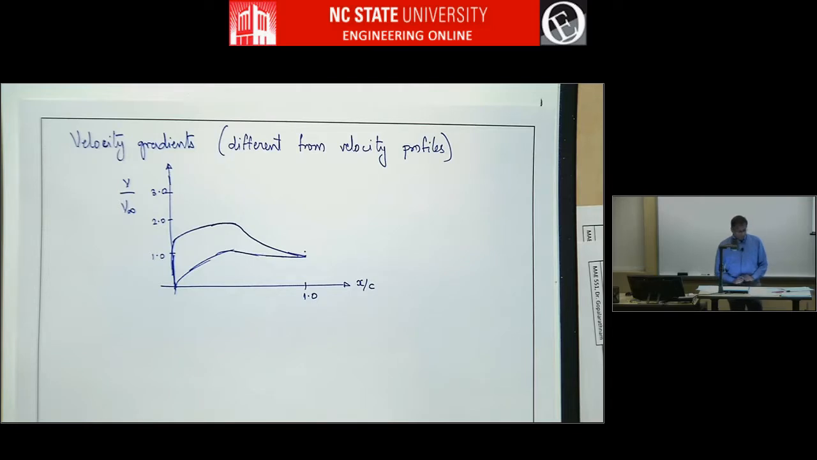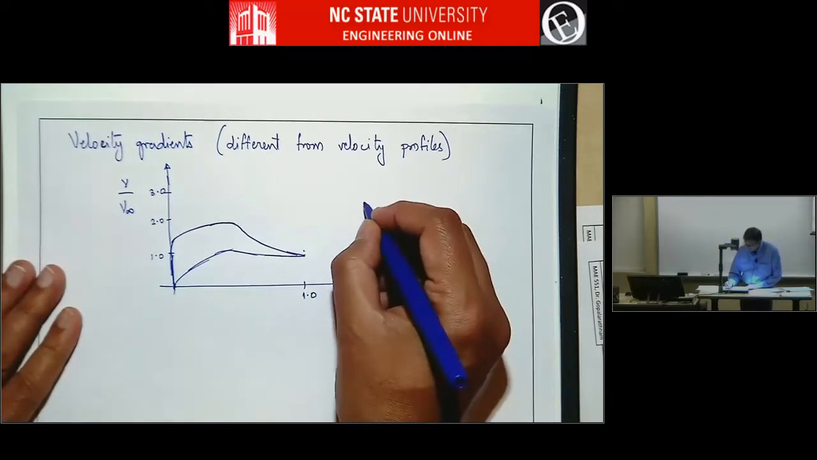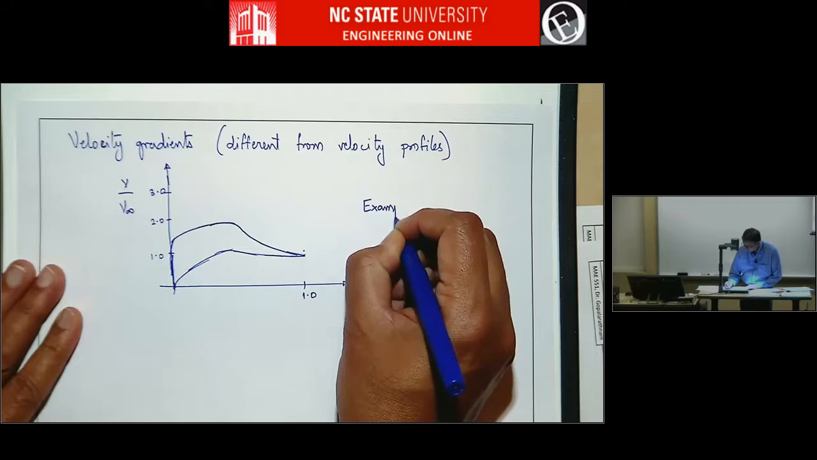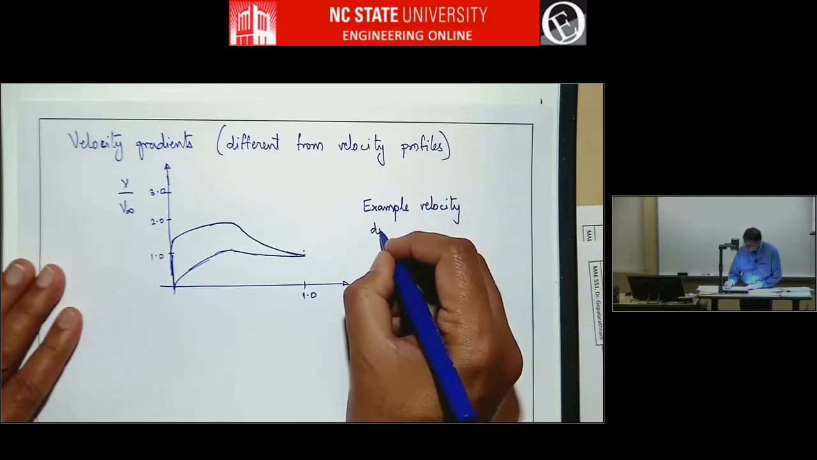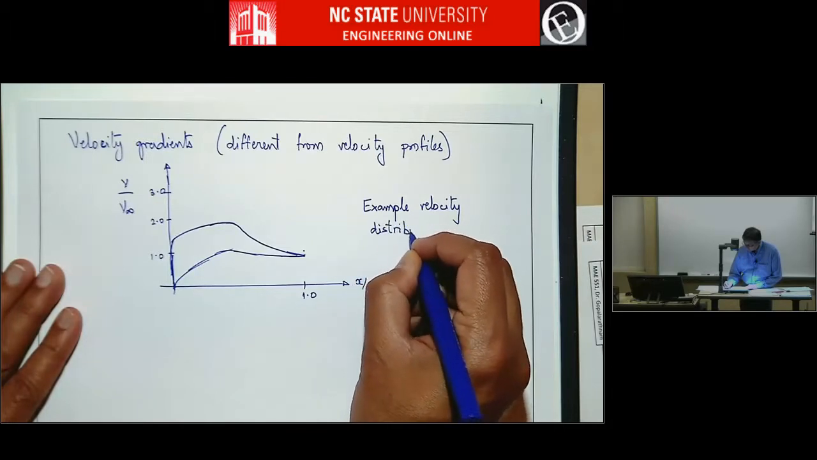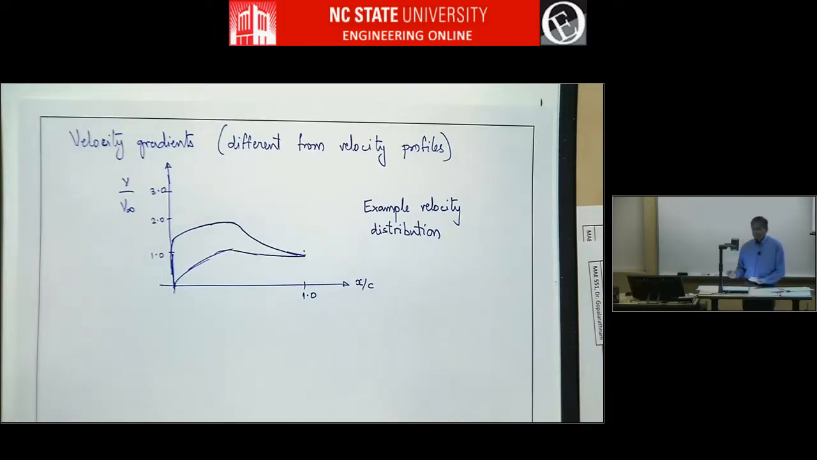So let's say this is an example velocity distribution. Like we mentioned earlier, velocity distribution is the velocity along the surface of the airfoil from leading edge to trailing edge on the upper and lower surfaces. So this is different from velocity profile, right? Velocity profile is as you go up from the surface in that thin layer, how does velocity, tangential velocity change as you go up in the normal direction.